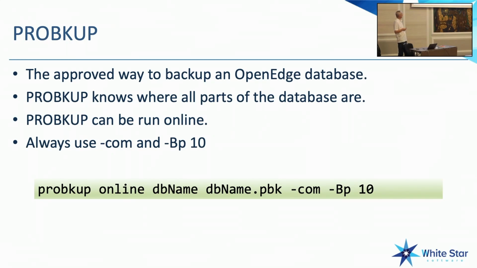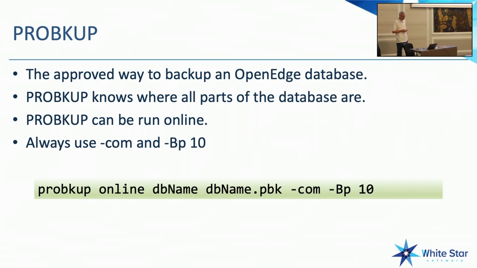The -Bp 10 avoids ProBKUP flushing the entire buffer pool when it reads it. So that basically is saying use private buffers, just 10 of them, and that way you don't read everything into the buffer pool and flush everything that is being cached in the buffer pool back out onto disk. You don't want to do that.